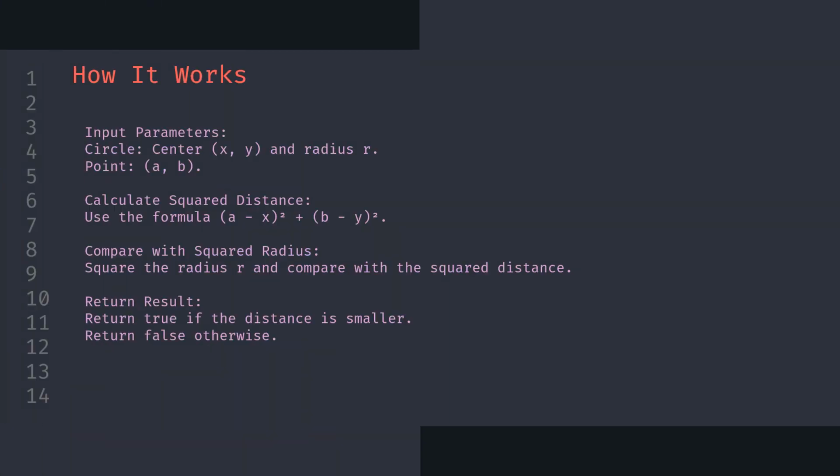How it works is that the program processes the input by calculating the squared distance, comparing it with the squared radius, and returning the result. Squaring avoids unnecessary computations like square roots.